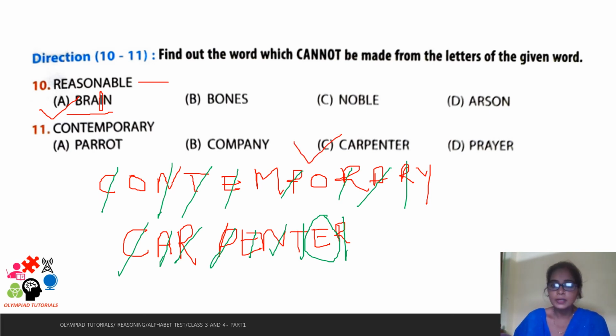And the word prayer can also be made from the word contemporary. So always carefully observe the options. When you are forming these kinds of words, you can just write down the main given word and then cancel out the similar alphabets, and then you will get to know whether your answer is correct or not, whether you can make a meaningful word out of it or you cannot. So very carefully you have to solve this kind of questions.